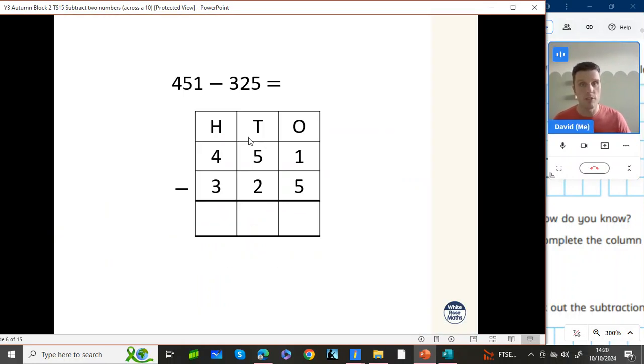So here we've got 451 take away 325. Now, we always start with the ones, and we've got to be careful here because as you can see, the highest number at the top, 451, the ones is less than the ones underneath. We've only got 1 at the top and 5 underneath. So what the common mistake people do is still do 5 take away 1 to equal 4, but that would be wrong. What we have to do is add a 10 into our ones column. So we need to borrow from the tens.